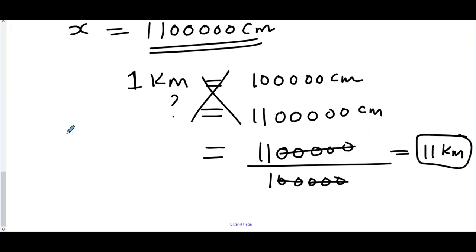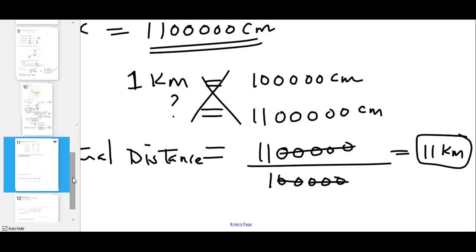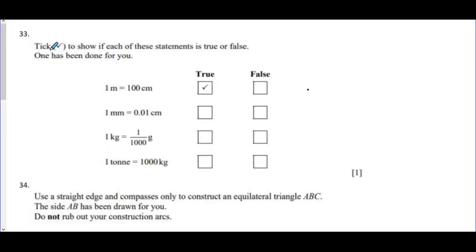So this is your actual distance. Your actual distance will be equal to 11 kilometers. The last part, I think I'm going to finish this paper right away. I'm to show if each of these statements is true or false.